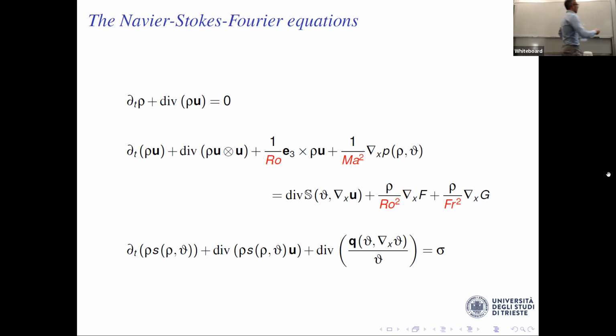Okay, at this point we have an equation for the density, an equation for the velocity field, but here you have also the temperature. We can recover the equation for the temperature from this last row. That's true, this is an equation for the specific entropy S, but you can read it like an equation for the temperature. Here Q is the heat flux and sigma is the entropy production rate. Okay, these are my equations.